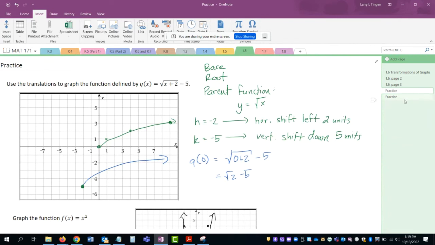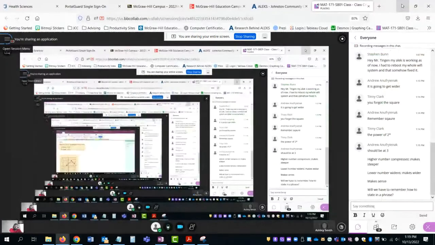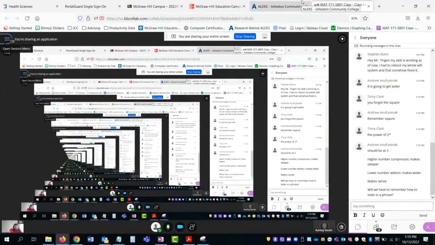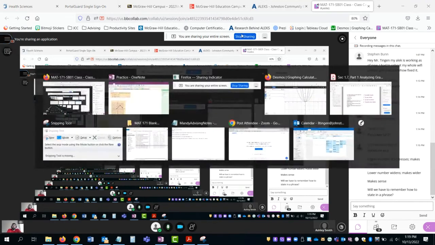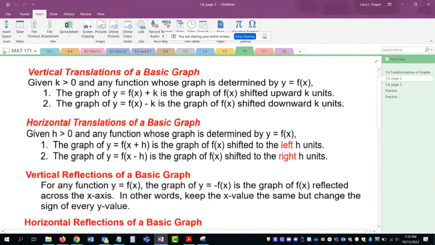So we dealt with these. Last one from 1-6. And we have to remember to state in a phrase. That's a good question, Andrew. I think come back to that page 2 right here.